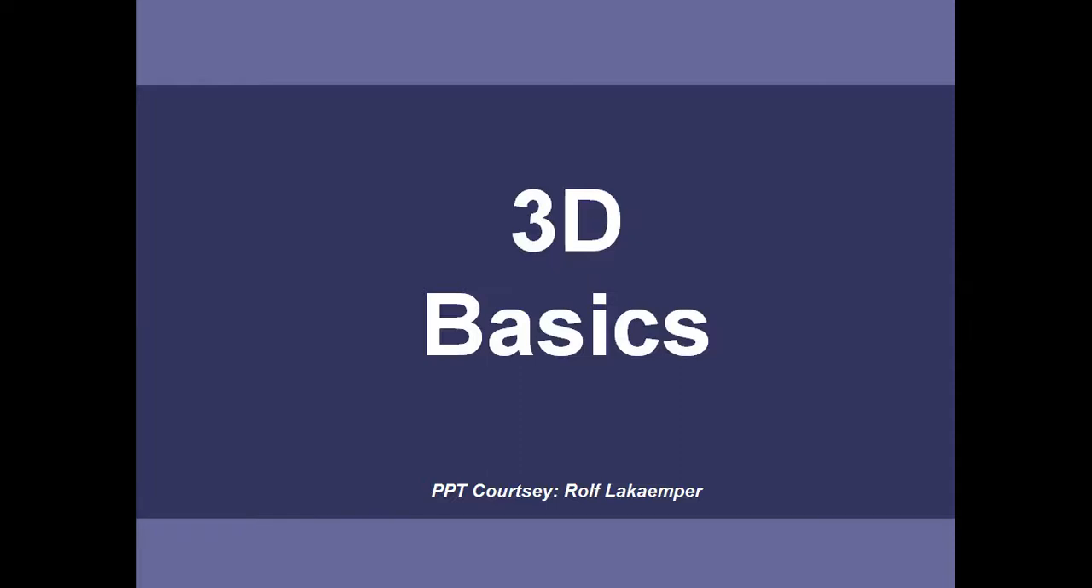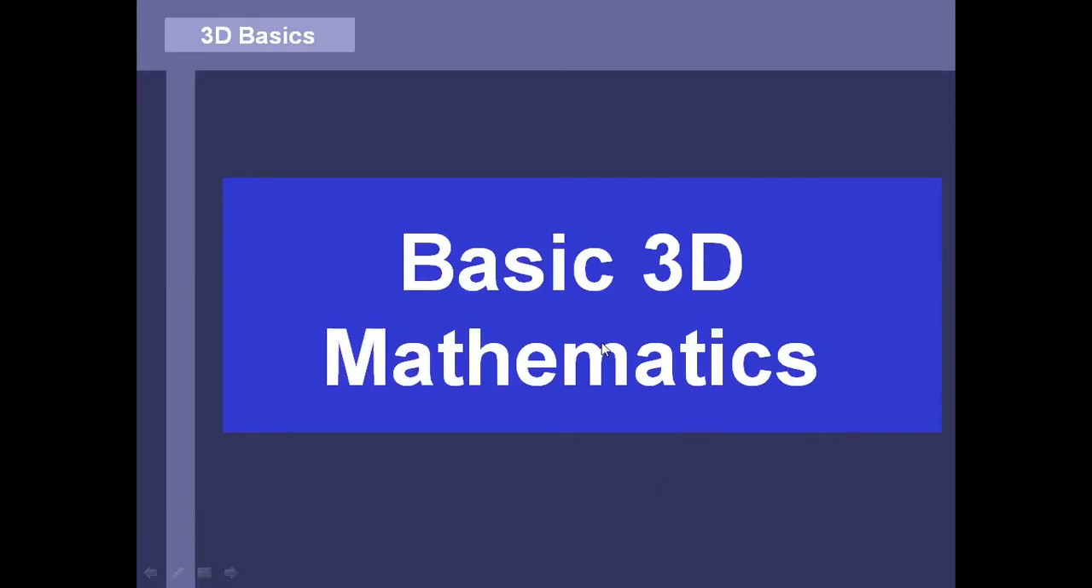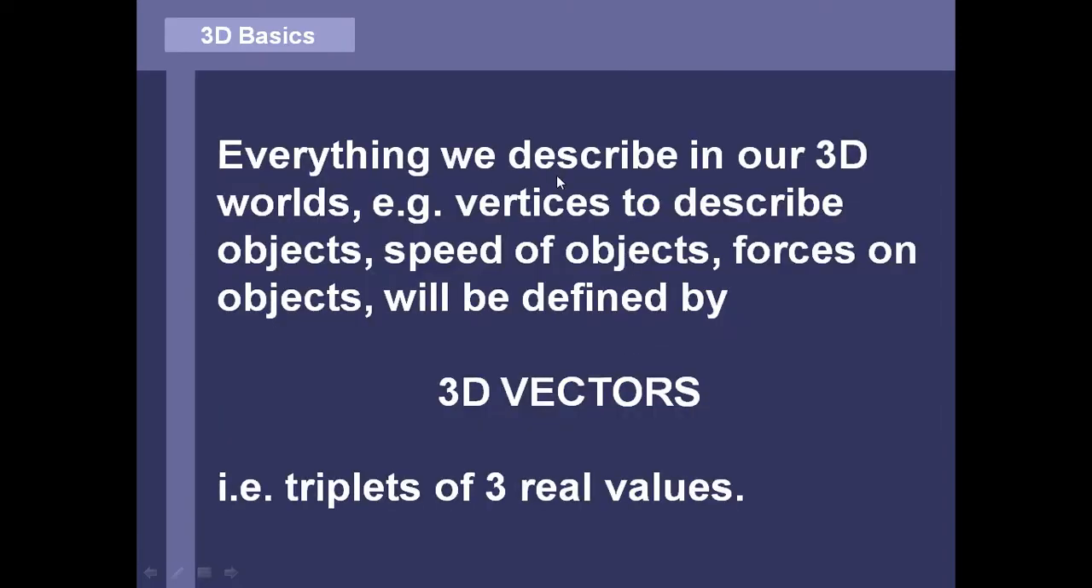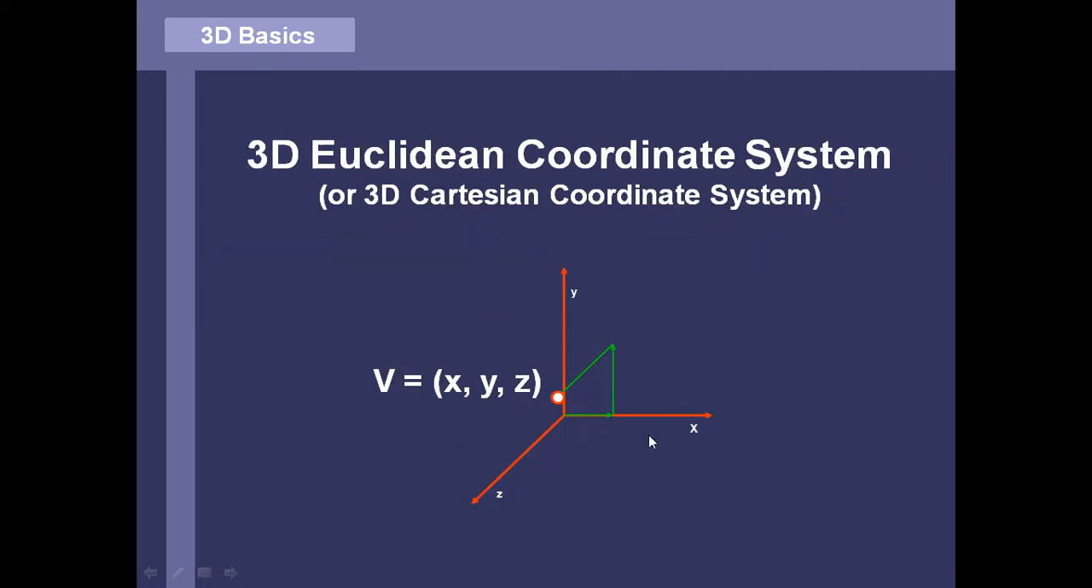So 3D basics. This is the PPT courtesy of Rolf, and let us start with basic 3D mathematics. Everything we describe in our 3D world, for example vertices to describe objects, speed of objects, forces on objects, will all be defined by 3D vectors, which are triplets of 3 real values. Triplets means 3 values, and this is a 3D Euclidean coordinate system, also referred to as the 3D Cartesian coordinate system.